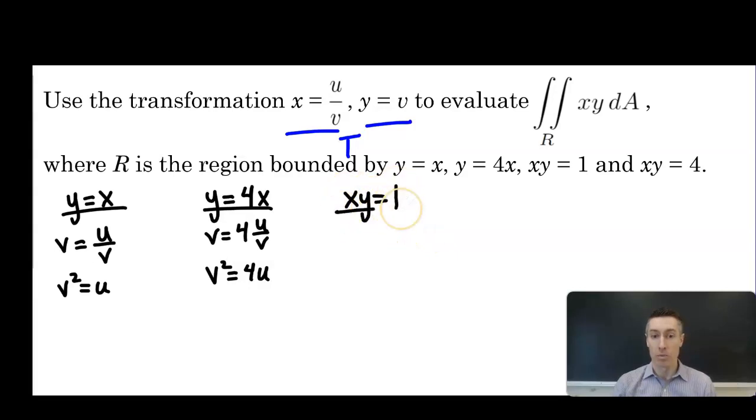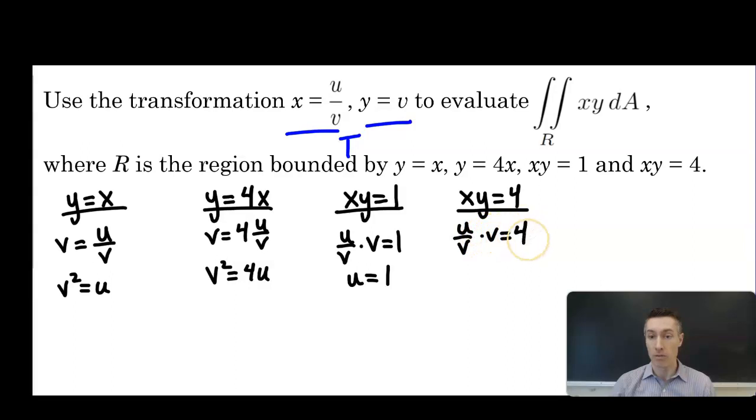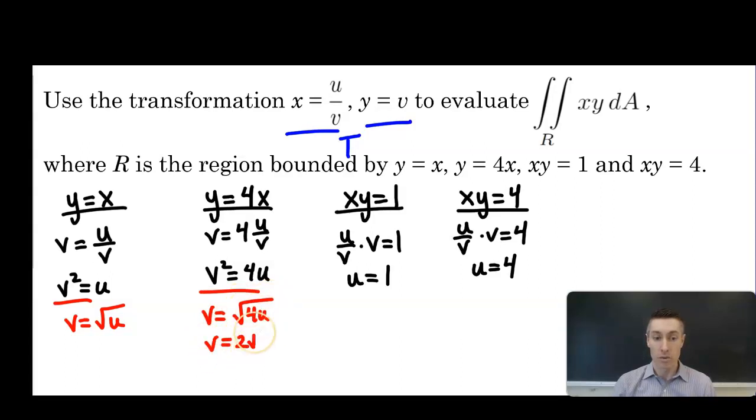So xy equals 1, so that's u over v times v equals 1, which is u equals 1. And xy equals 4 will be u over v times v equals 4, u equals 4. So because the bounds of u are constant, that means we want to solve these two equations for v. So v equals the positive square root of u, v equals the positive square root of 4u, so that's going to be 2 square root of u.